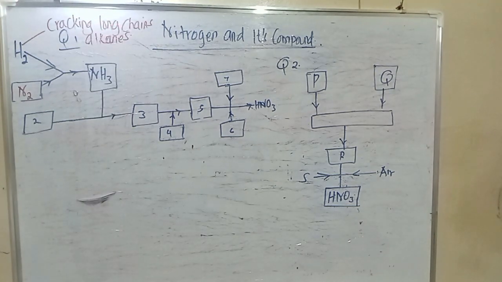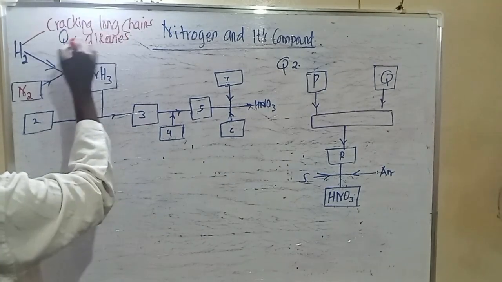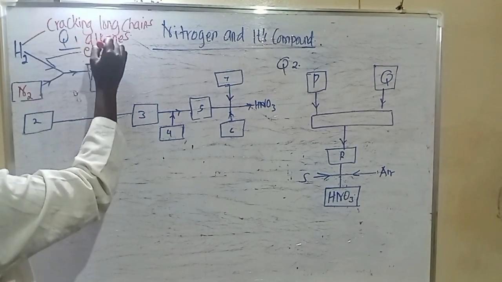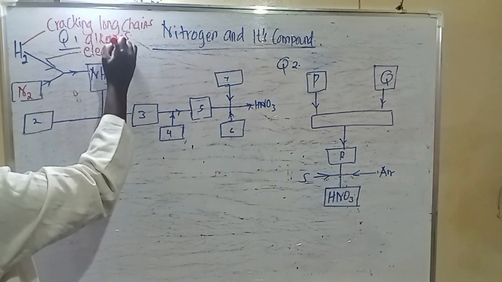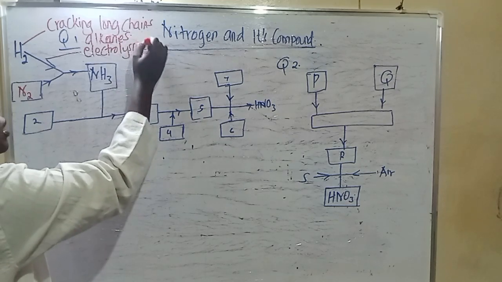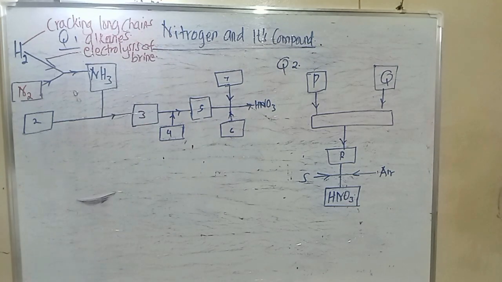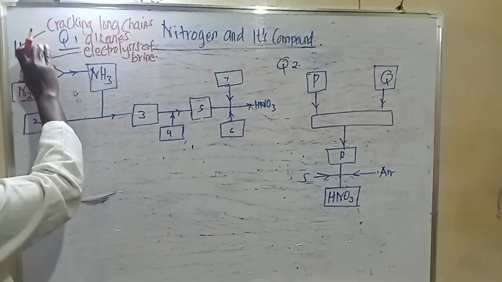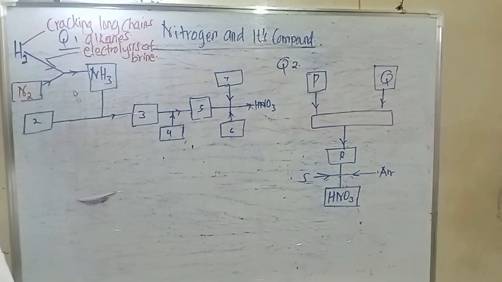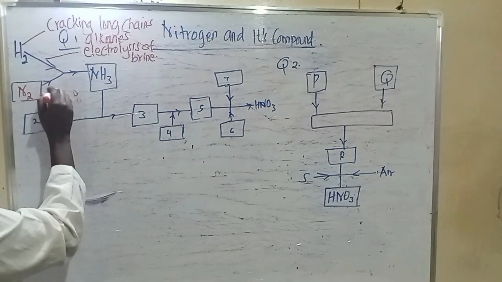So we get it from cracking long chain alkanes, and we have also said from electrolysis of what? Of brine. So those are the 2 sources of our hydrogen. And what is the source of our nitrogen? So nitrogen, we get it from what?